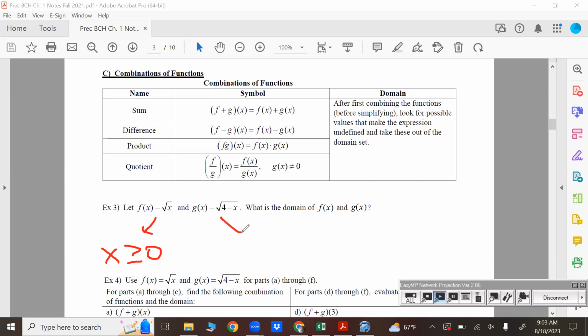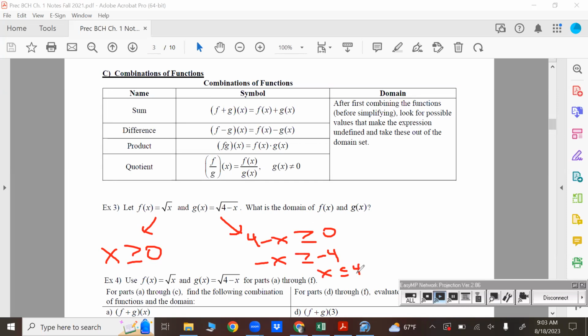So I'm doing f and g separately, obviously. And here we know that 4 minus x has to be greater than or equal to 0, or negative x has to be greater than or equal to -4, or x has to be less than or equal to +4. So we know that also, right?